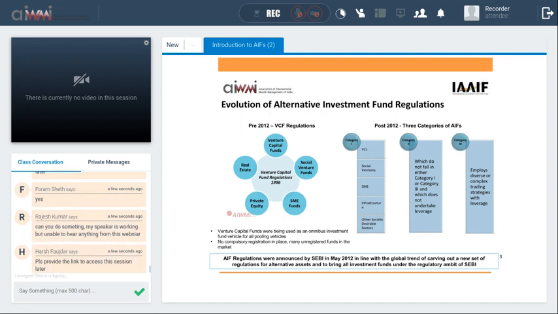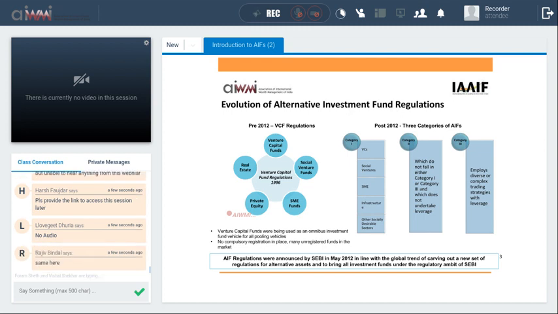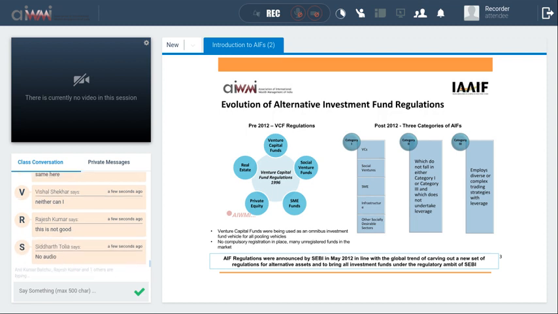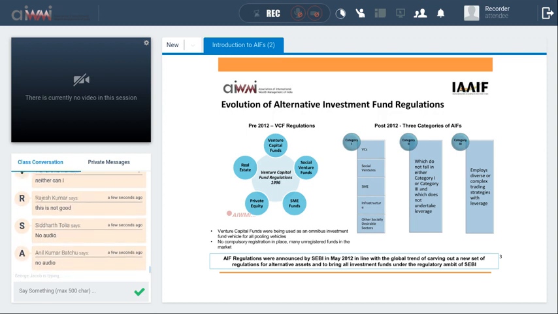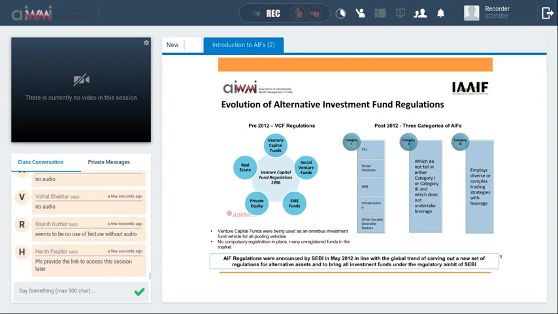Now, the venture capital funds, as you're aware, and many of you would know, given that it was around for a much longer time before AIFs were introduced, are primarily vehicles to invest in unlisted equity. In fact, the venture capital tax regulations specify that venture capital funds need to invest at least 65% of their capital in unlisted equity. The balance can be invested in other securities.